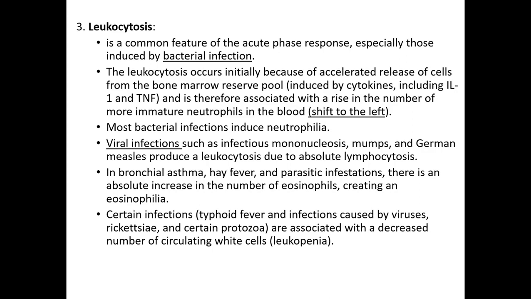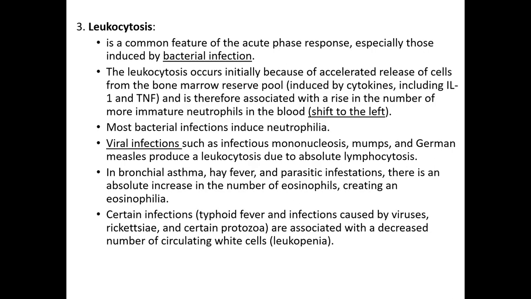Most bacterial infections induce neutrophilia, which is an increase of neutrophils in the blood, while viral infections like infectious mononucleosis, mumps, and German measles produce leukocytosis due to absolute lymphocytosis. In bronchial asthma, hay fever, and parasitic infection, there is an absolute increase in the number of eosinophils, creating eosinophilia. So you can know viral infection causes lymphocytosis. Bronchial asthma gives us eosinophilia. Bacterial infection gives us leukocytosis, meaning neutrophilia. All these are manifestations of leukocytosis for each type of infection.